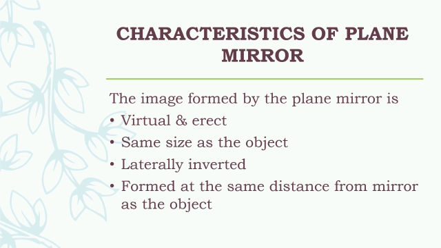Hence from all these activities we conclude the characteristics of the plane mirror. The image formed by the plane mirror is virtual and erect. It is the same size as the object. The images are laterally inverted and formed at the same distance from the mirror as the object.